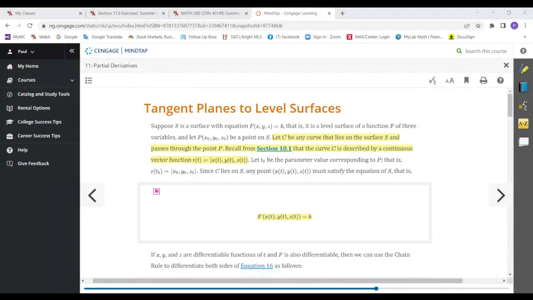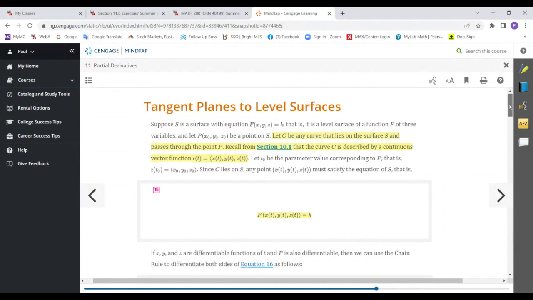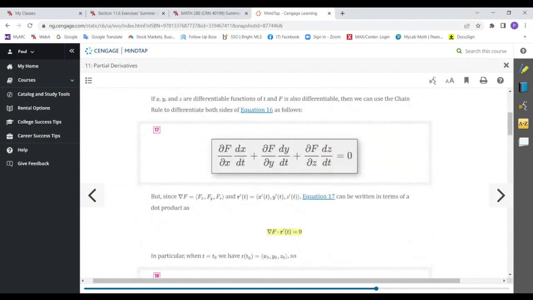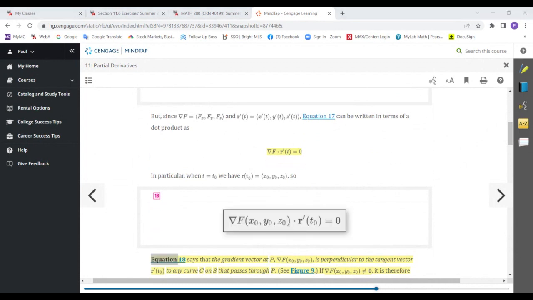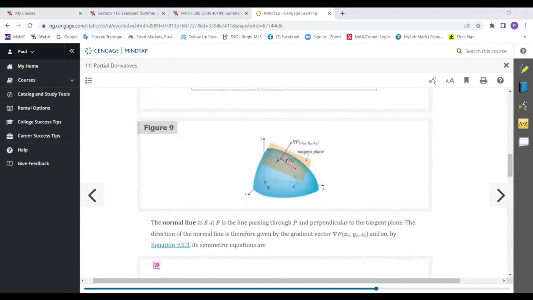Each variable is a function of t, and then you can take the derivative of both sides with respect to t, using the chain rule, and then you end up getting that the gradient of the function at the point of interest is perpendicular to the derivative vector at the time of interest, which will correspond to the point of interest. And of course, that derivative vector is the derivative vector to the space curve that runs through the point P, as you see in figure 9.